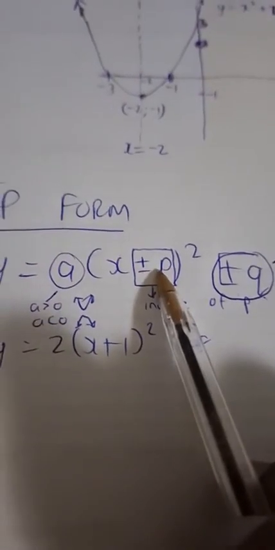Now furthermore, I want to say p speaks to the horizontal shift of the function. So if p is greater than 0, we say that the graph moves to the left. But if p is less than 0, we say the graph moves to the right.